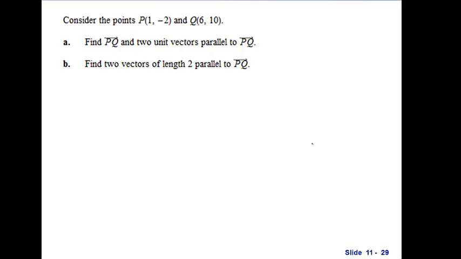So for this example, we have points P and Q given, and we need to find the vector PQ and 2 unit vectors parallel to PQ. So let's start at the beginning. Vector PQ, we use the components. So it is going to be 6 minus 1 and then 10 minus negative 2. That's how we find the components, and this is just 5 and 12.